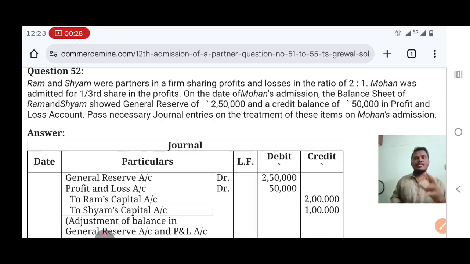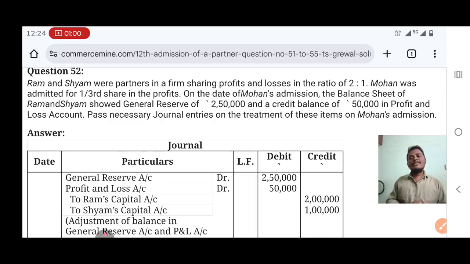So first of all, in this question, Ram and Shyam were partners in a firm, sharing profits and losses in the ratio of 2:1. Mohan was admitted for one-third share in the profits. On the date of Mohan's admission, the balance sheet of Ram and Shyam showed general reserve of 2,50,000 and a credit balance of 50,000 in profit and loss account. Okay, so here they have given general reserve and profit and loss account credit side. So what does profit and loss account credit side mean?